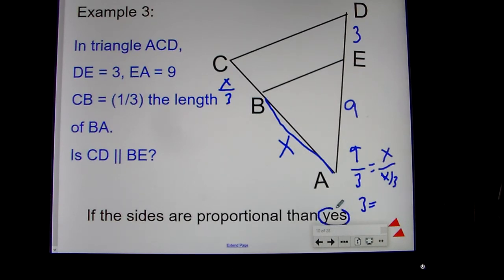So it means yes. These two, CD and BE, they are parallel, because BA will always be 3 times bigger than 1/3 of BA. That's a little bit tricky. It's a little bit tough, but you can do it.